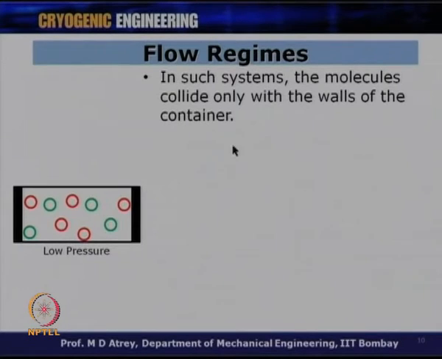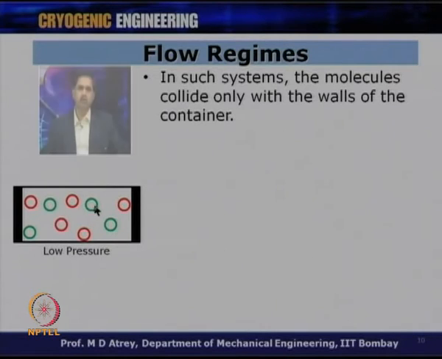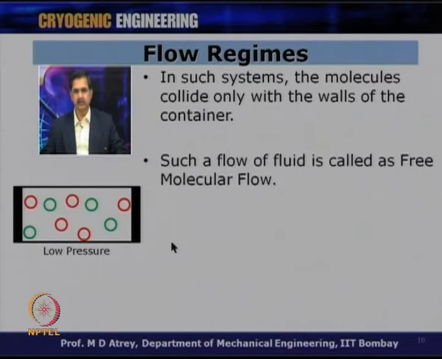In such a system, molecules collide only with the walls of the container, and they will never collide with the molecules themselves. So, molecule to molecule collision will be rare as the pressure goes down, or as we go down to lower pressures. Such a flow of fluid is called free molecular flow. So, now we are talking about having a free molecular zone over here, and this is where vacuum would come into the picture, because normally we will deal with such flows in vacuum.